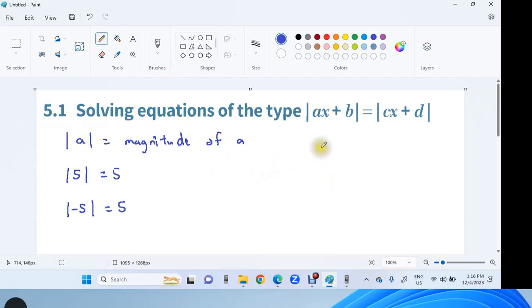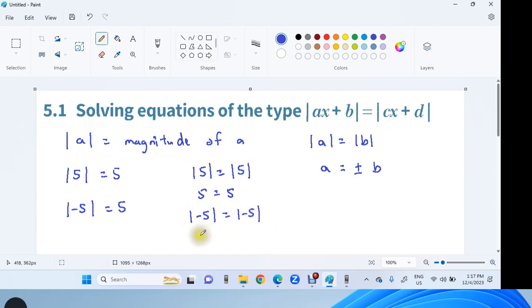Now if I have modulus of A equal to modulus of B, then it can be A equal to plus minus B. Some students will say, hey sir, why don't you put the plus minus for A as well? It is because, look at this. Modulus of 5 equal to modulus of 5, so this is 5 equal to 5. If I have modulus of -5 equal to modulus of -5, then -5 equal to -5, so it is also 5 equal to 5. That is A equal to B.